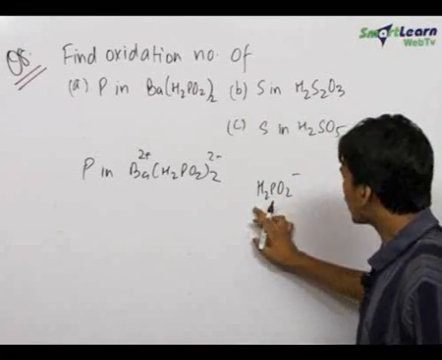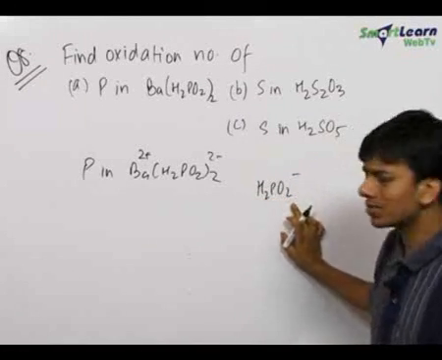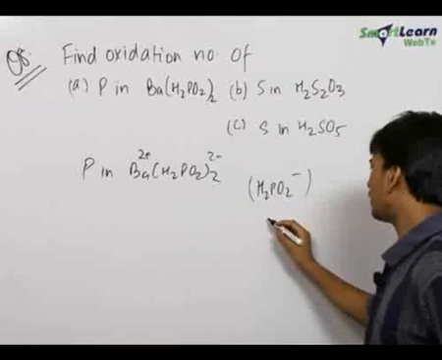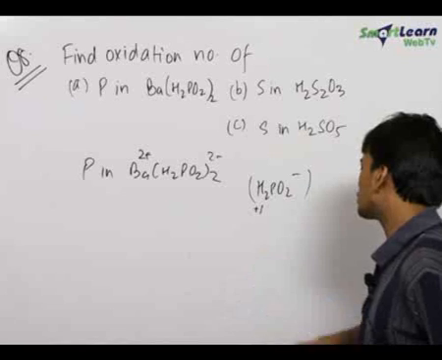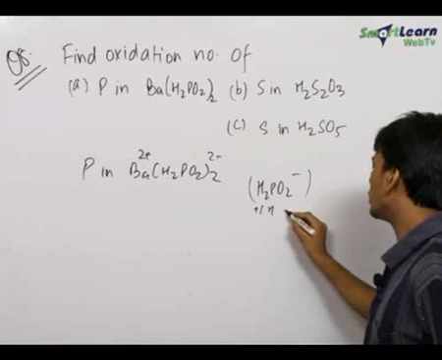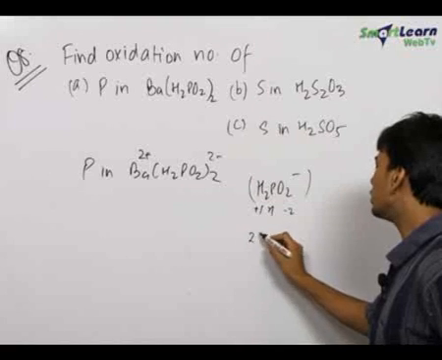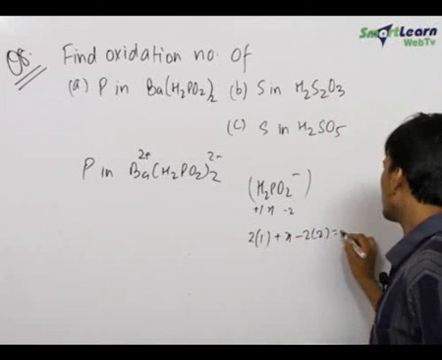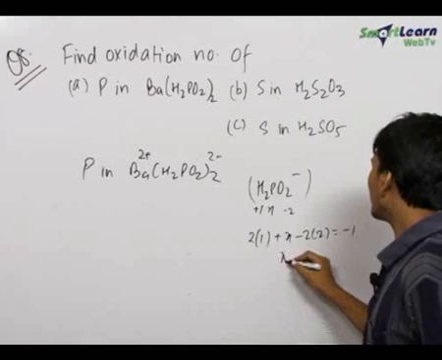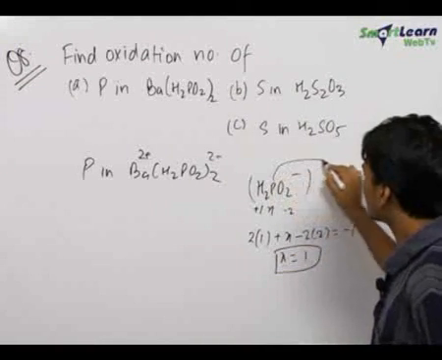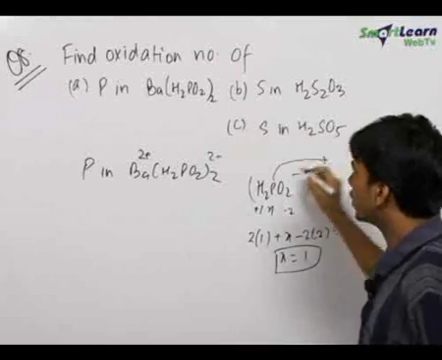Now we know that the summation of oxidation numbers of each of the atoms is equal to the total charge on the ion. Therefore, the oxidation number of hydrogen we know as 1. Let the oxidation number of phosphorus be x, and of oxygen we know as minus 2. Therefore, we write 2 into 1 since there are 2 hydrogen atoms, plus x minus 2 into 2 is equal to minus 1. Therefore, we get x is equal to 1. Therefore, the oxidation number of phosphorus in the first ion comes out to be equal to 1.